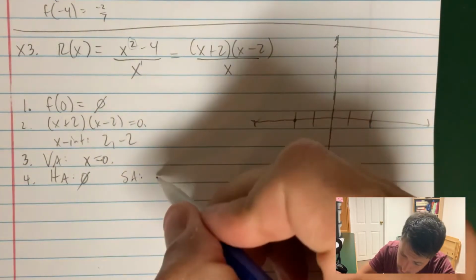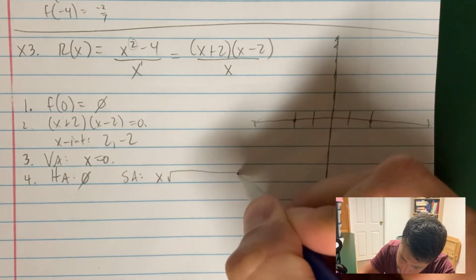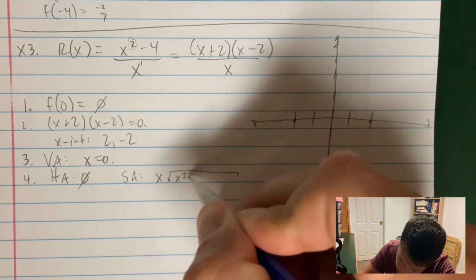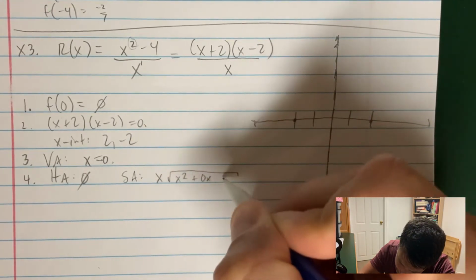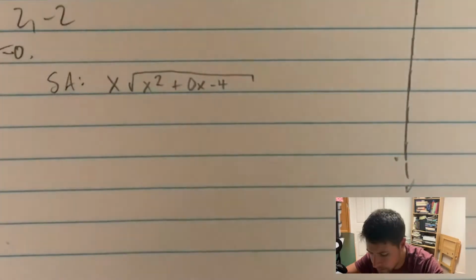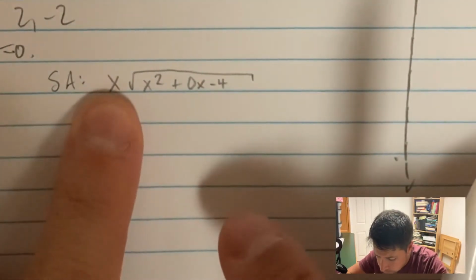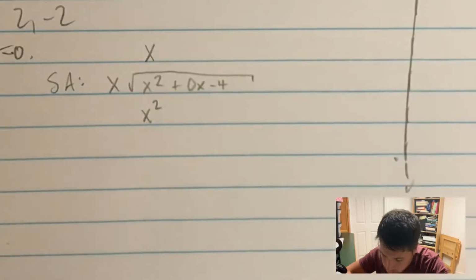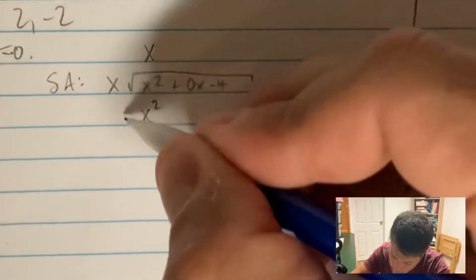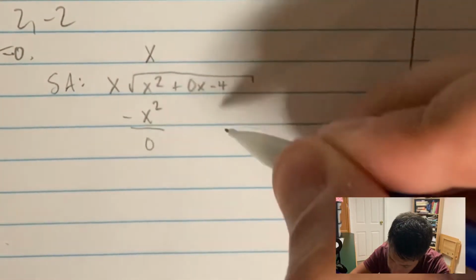My slant is going to be found where I long divide the bottom into the top. Remember, we're going to have to annex a 0 for the linear term because I have a missing term there. The first term goes into the first term x times. The reason being because x times x is x squared. You want those to be the same. When I subtract that away, I have nothing.